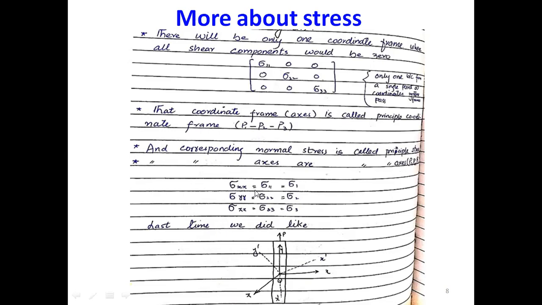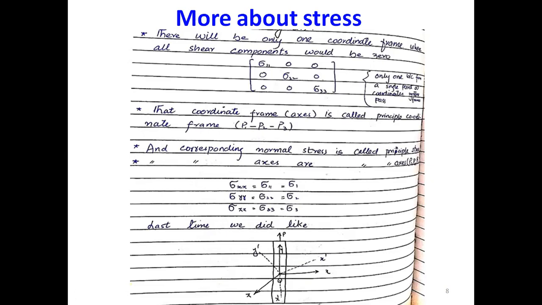So in that case normally sigma xx is denoted by sigma 1 1, or sigma 1. Sigma yy is denoted by sigma 2 2, or for simplicity sigma 2, and sigma zz is represented by sigma 3 3, or sigma 3. 1, 2, 3 are actually the principal axes. These are the notations that we normally use for principal axes 1, 2 and 3.